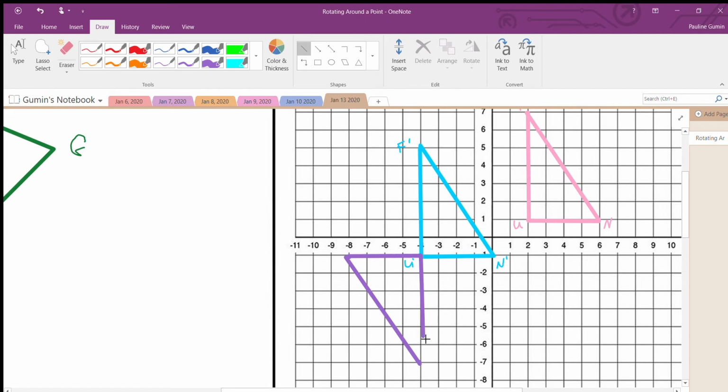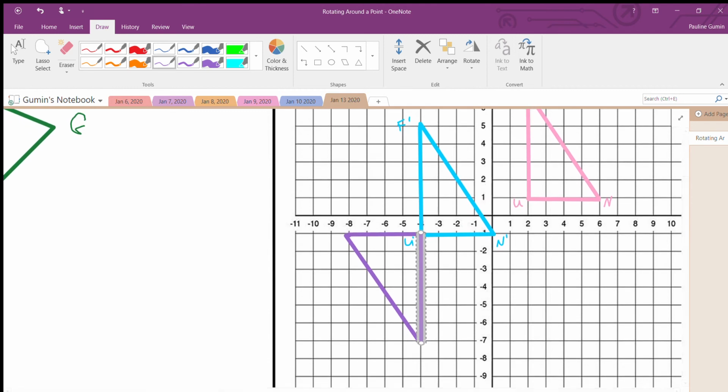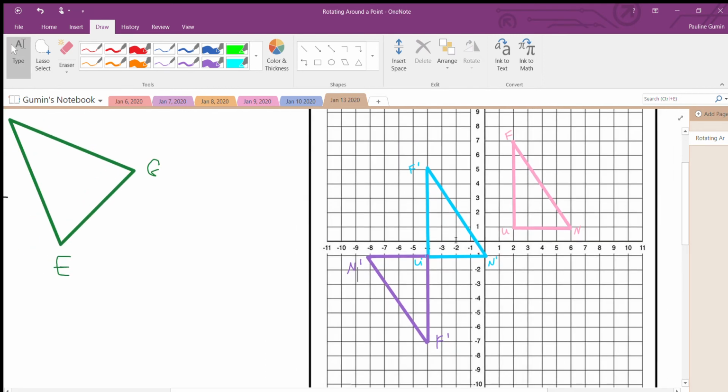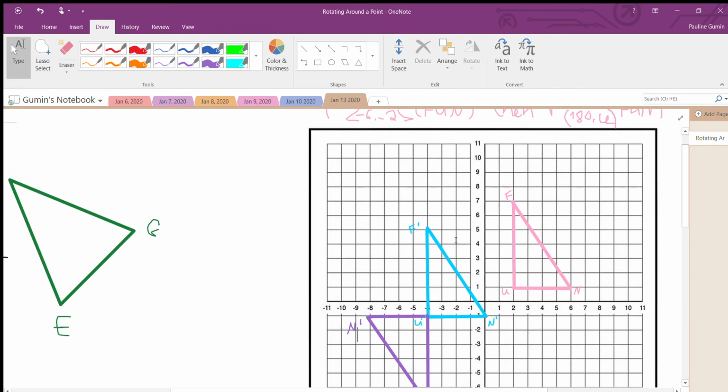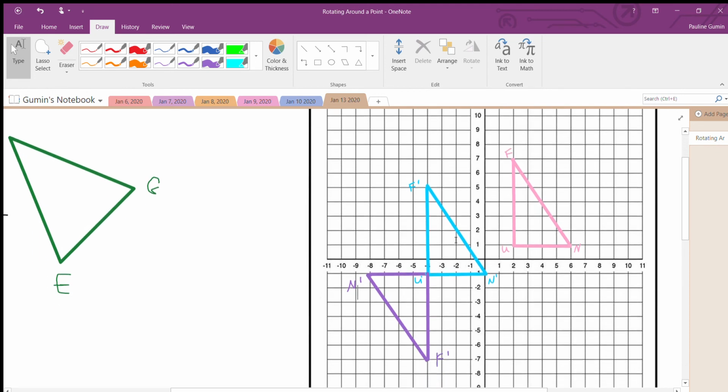And in this case, F prime is here, and N prime is there. And of course the new U prime is where U was. If you have any questions about this, please let me or your teacher know.